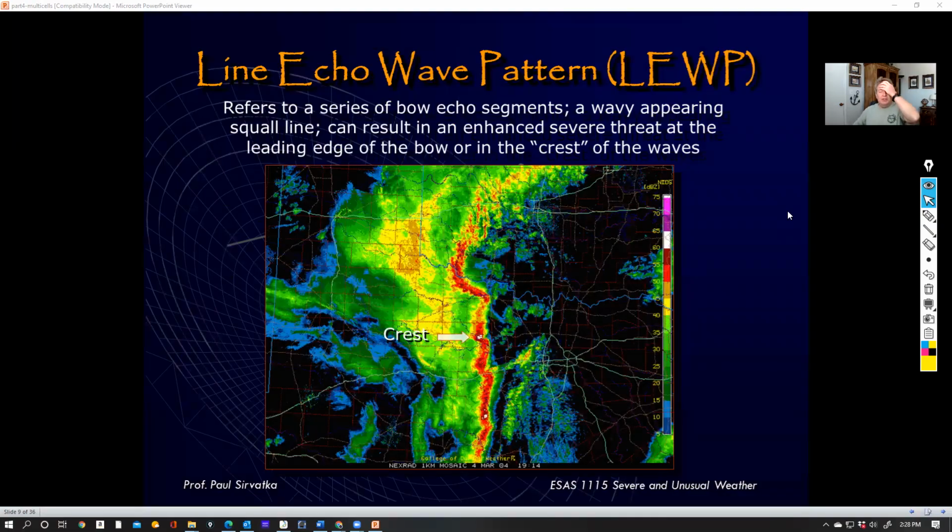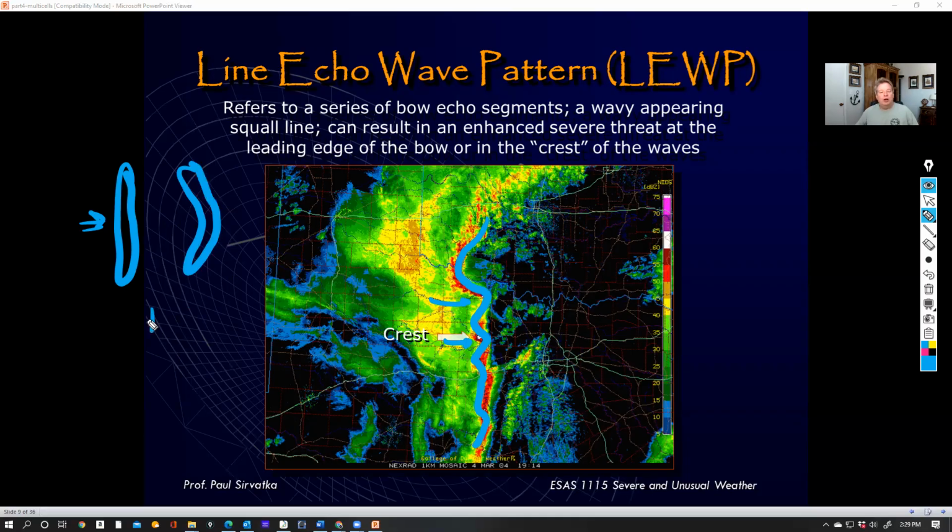Now, sometimes the line, as we see here, becomes kind of wavy. So here's a line in here, it becomes sort of wavy. And when we have that, we have basically air coming this way, surging the line out. And if I have a line of storms, with winds coming in, it forms a bow-shaped appearance in the echoes. And that's what we call a bow echo.